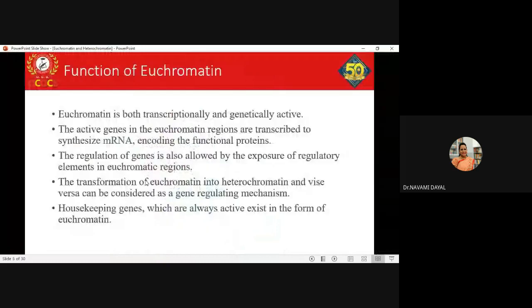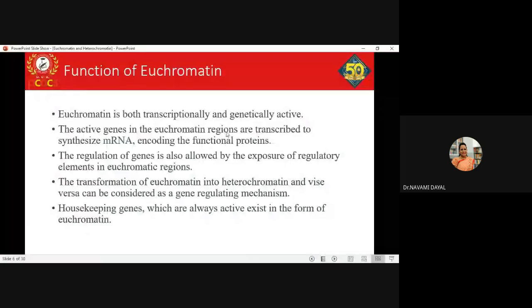Function of euchromatin. Euchromatin is both transcriptionally and genetically active. It is capable of undergoing transcription as well as genetic exchange. So it is transcriptionally and genetically active. The active genes in the euchromatin region are transcribed to synthesize mRNA, which codes for functional proteins.